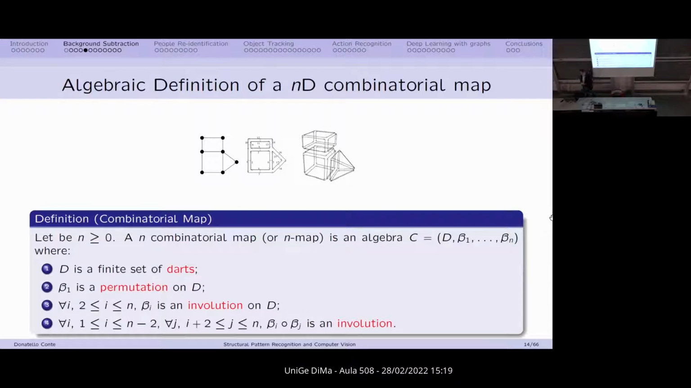I don't go into details because of the time. If you want some details, you can ask me. But the idea of topological maps is a structured data in which we are more interested not in vertices but in edges, which in this context are called darts. So here we have an example. We have a graph, and the equivalent structure in combinatorial maps is at the side.